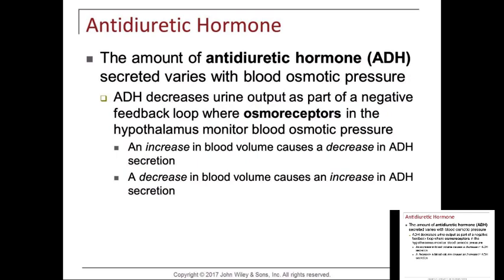ADH, antidiuretic hormone, this is secreted, the amount secreted varies with blood osmotic pressure. ADH decreases urinary output as part of the negative feedback loop, where osmoreceptors in the hypothalamus are going to monitor the blood osmotic pressure. So if there's an increase in blood volume, it's going to cause a decrease in ADH secretion. If there's a decrease in blood volume, it's going to cause an increase in ADH.